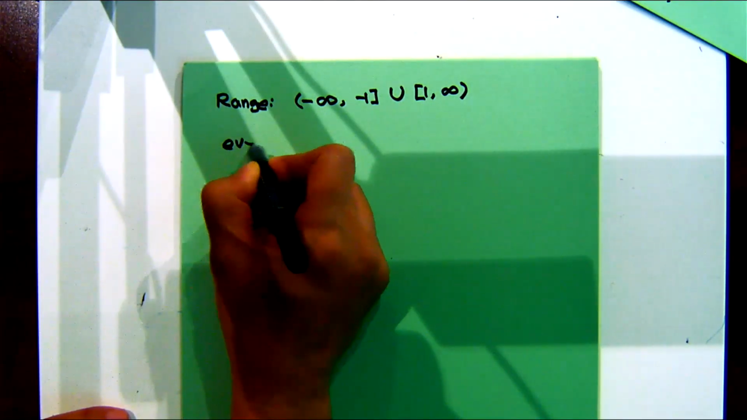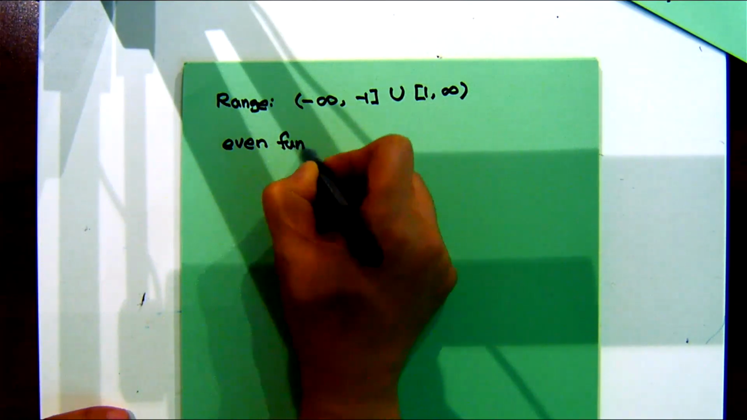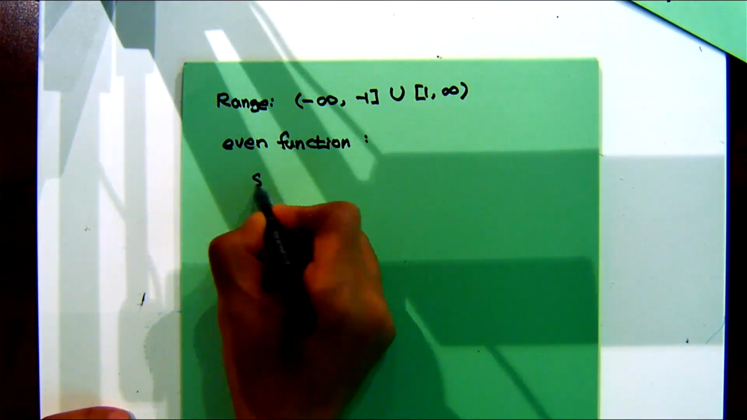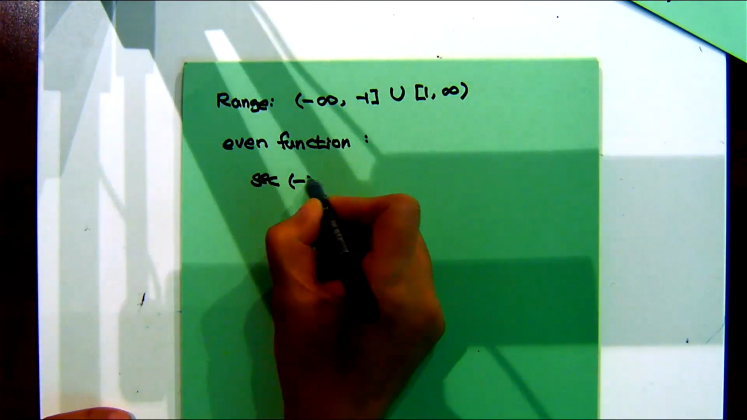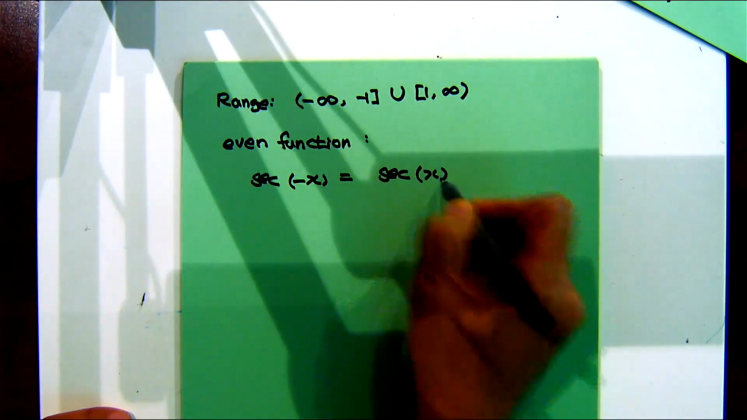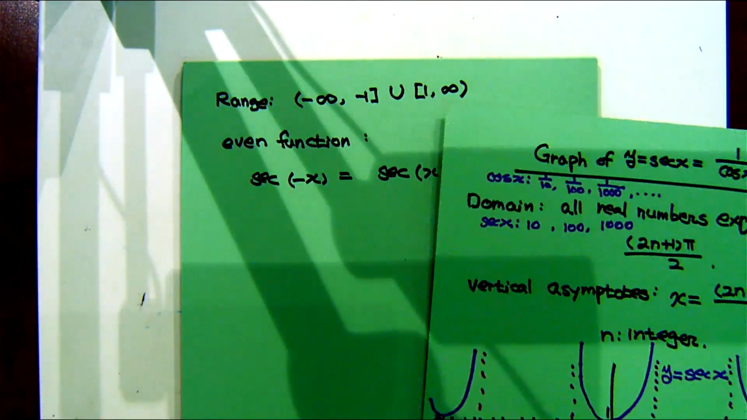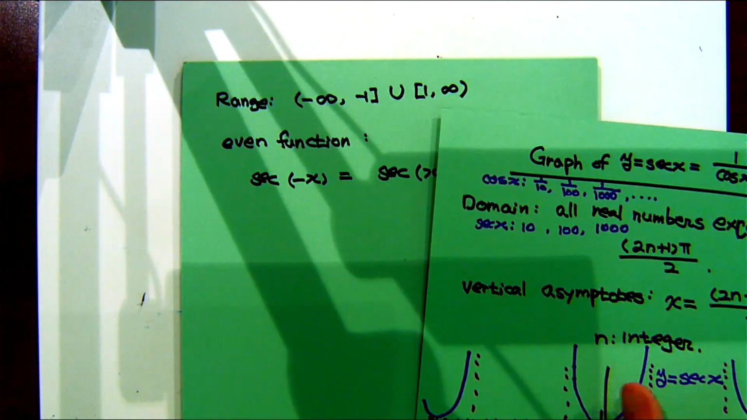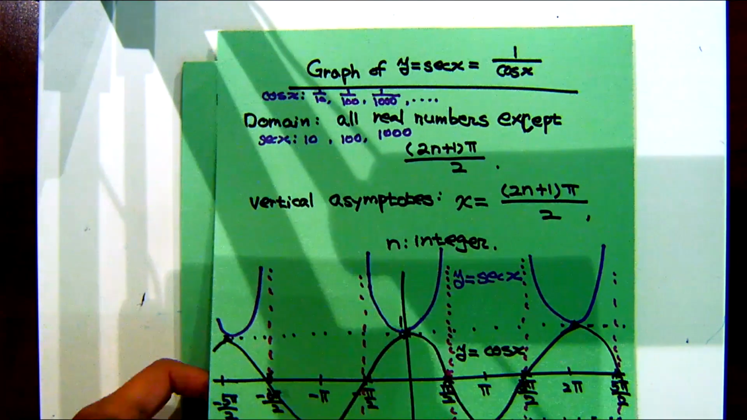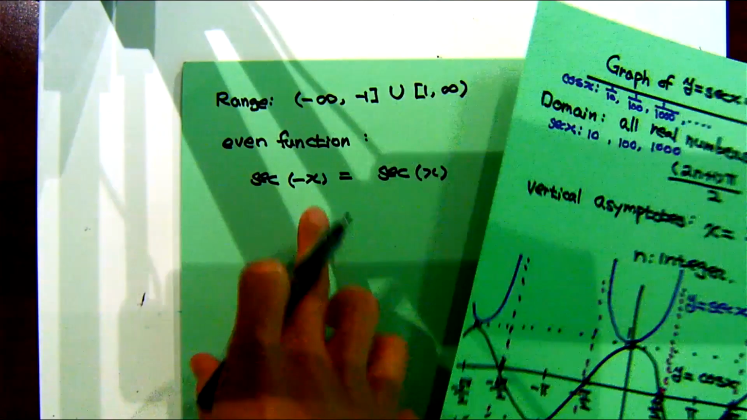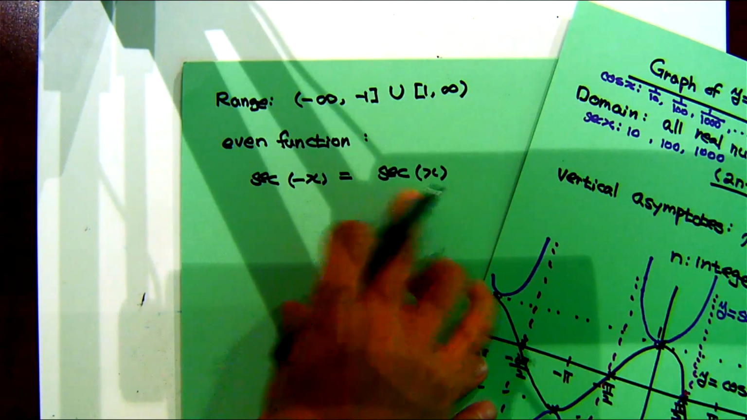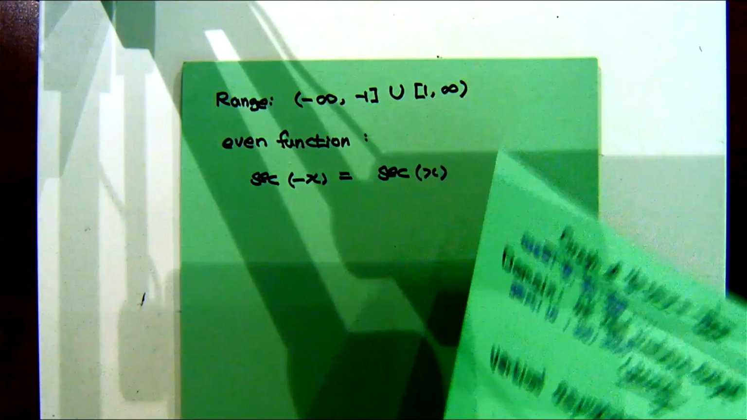Cosine function is an even function, so secant is an even function. What does that mean? Secant of negative x equals secant of x. Why is that? Because when you flip along the y-axis, the right side and left side will completely overlap each other. So when we switch the sign of the x value, the y value will stay the same as the original one. That's the meaning of even function.